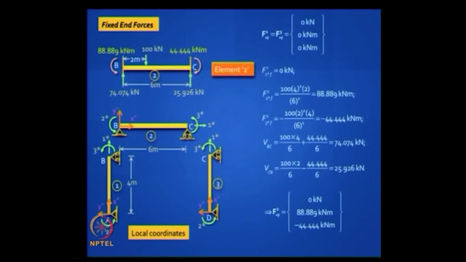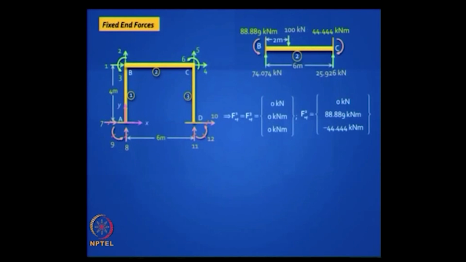So as far as your element load vector is concerned, you have only this. There is no axial force in element 2, so 0 kilonewton. The left end fixed end moment is anti-clockwise 88.89 kilonewton meter, so it's plus 88.89, and the one at the right end is clockwise 44.44 and therefore minus 44.44. Is it clear? So it needs clarity in understanding to assign these correctly, otherwise you won't get the answer. Okay, got it?